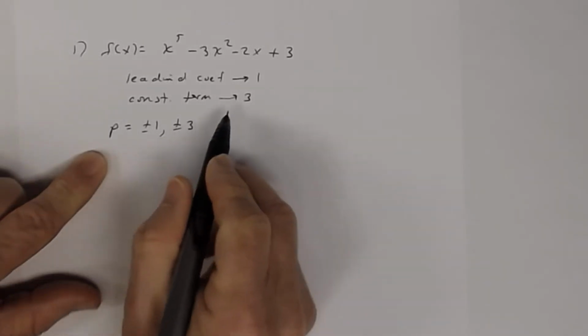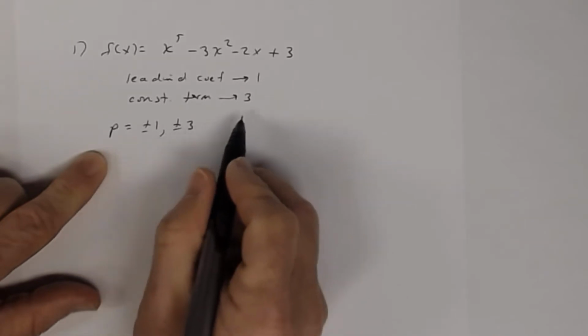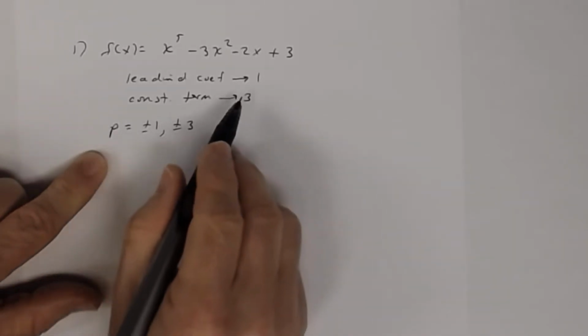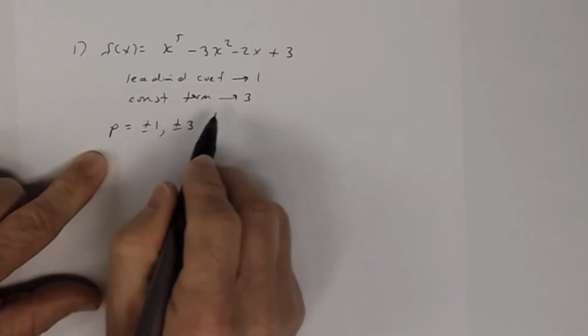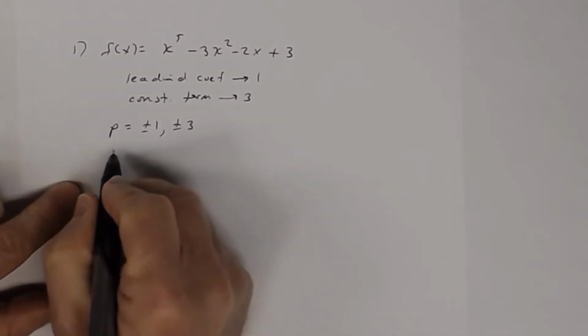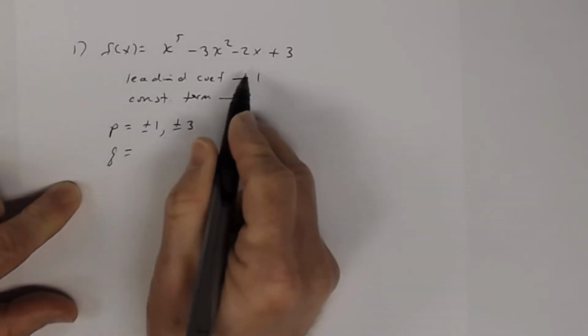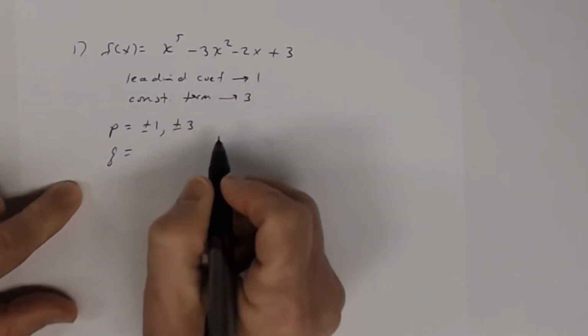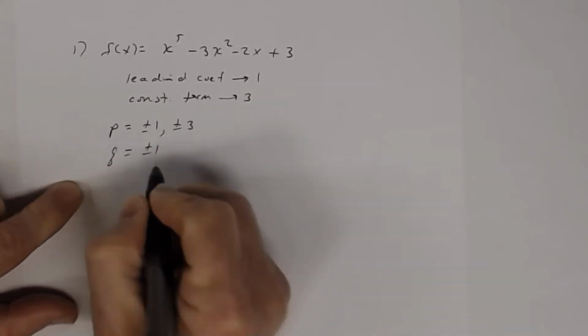Because plus or minus 1 goes into 3 evenly, plus or minus 3 goes into 3 evenly. So positive 1 goes into 3 with remainder 0. Negative 1 goes into 3 with remainder 0. Same thing for plus or minus 3. Q are the integer factors of your leading coefficient. So the only factor that goes into 1 is 1. So it'll be plus or minus 1.